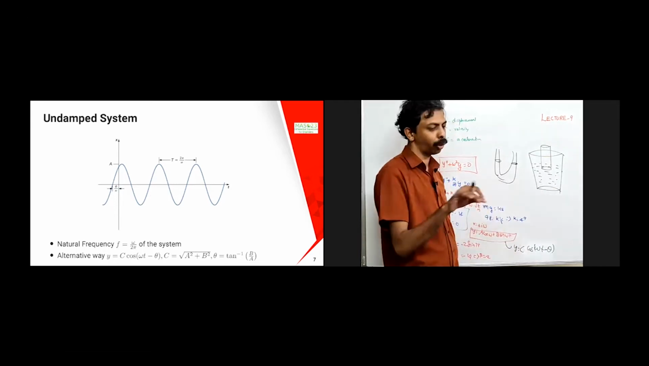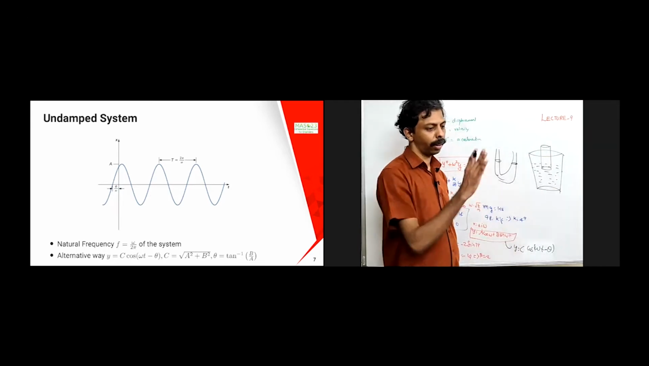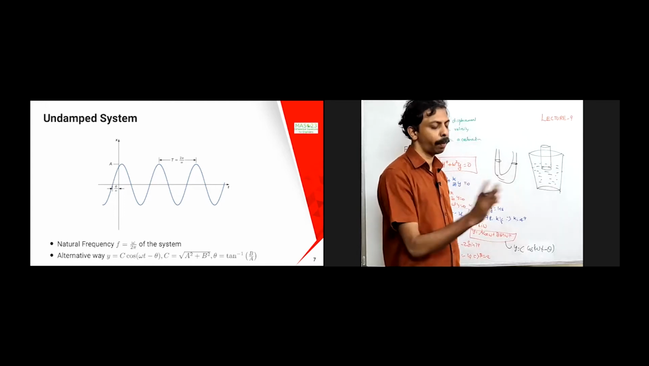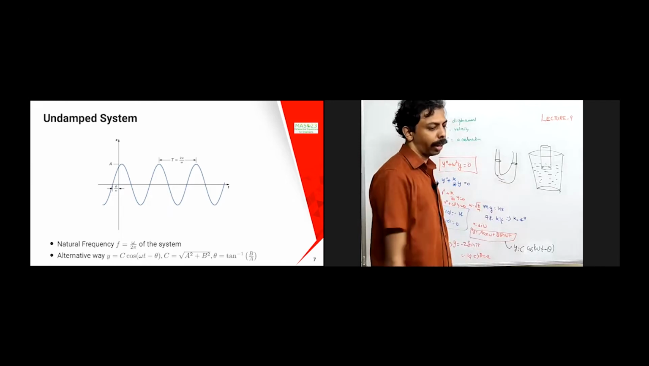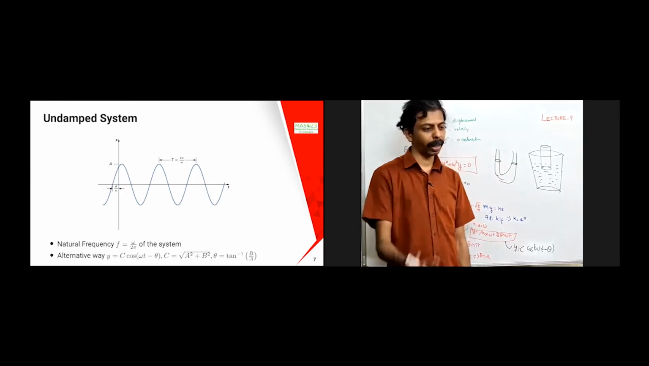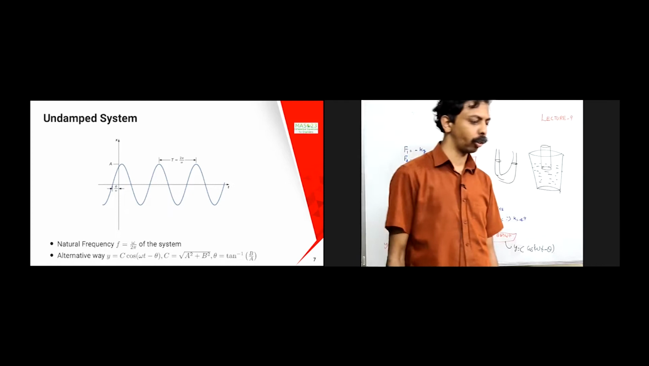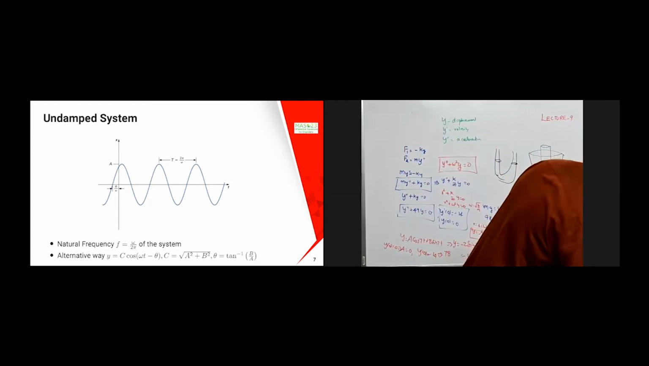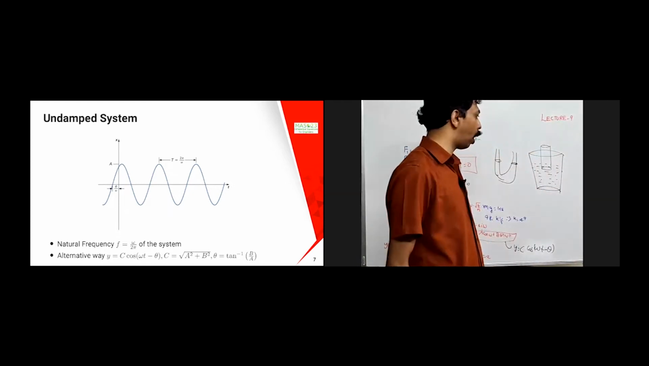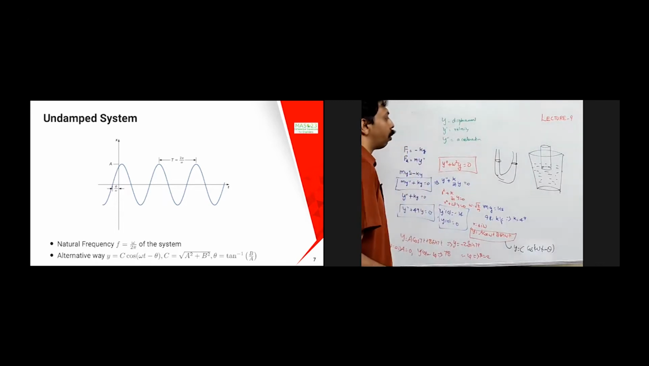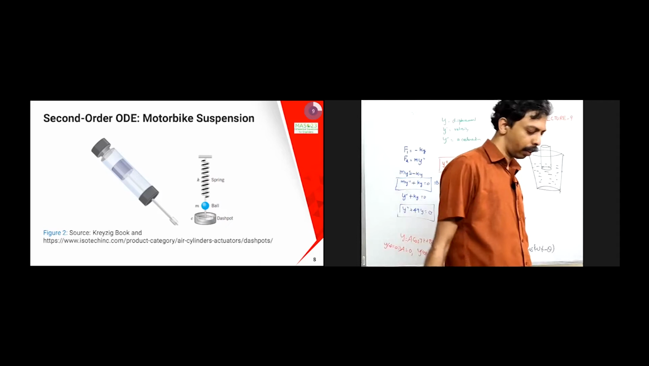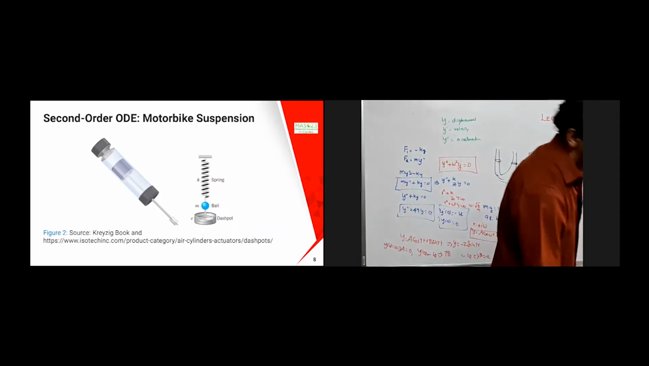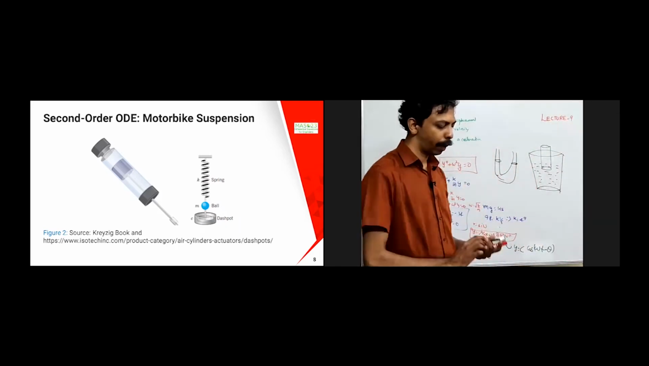How much time the oscillation takes, that is, the time period t, you can calculate. That is 2 pi by omega. The natural frequency, which is nothing but 1 by t, is omega by 2 pi. So this tells you how the undamped system is going to oscillate. We'll discuss the undamped system further once we introduce the friction force.